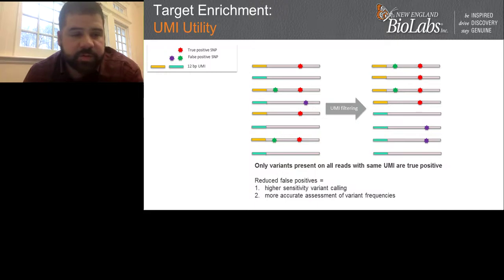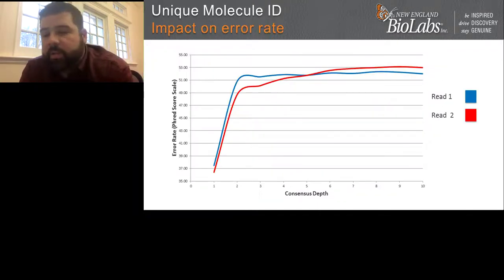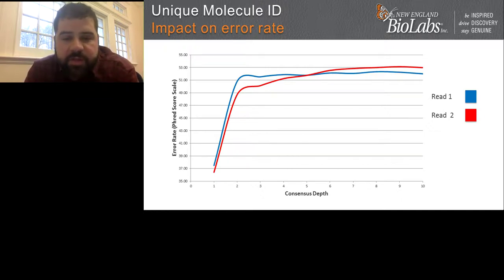This is a data set that was produced internally here, looking at the number of reads in terms of the consensus depth. So how many of each sequencing read do we keep? You can see on the x-axis, as we go up from 1 to 3, a dramatic impact on the error rate, on the Phred score scale, in terms of the quality of those reads. We're able to get up to a Phred 50 very quickly, where we're down into the sort of Phred 30 range. As we do that.